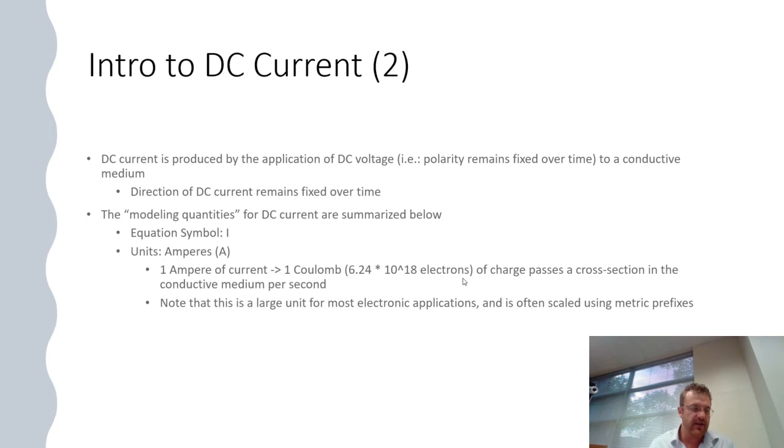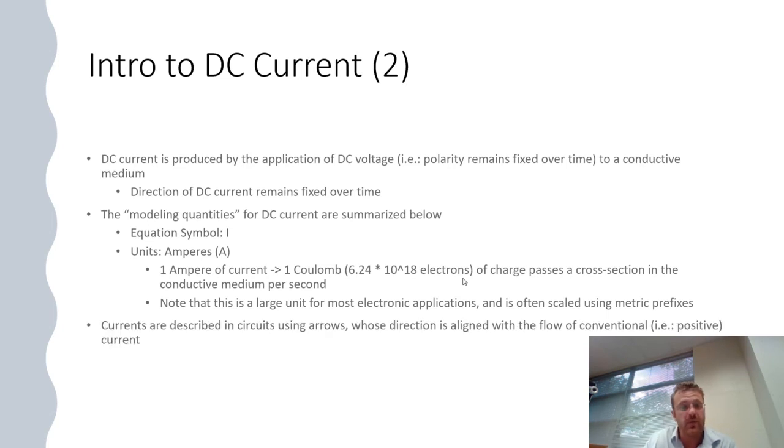However, if you're talking about electronics, what's going on inside your phone or your laptop, an ampere of current is way too big for most non-fault situations. You're going to be dealing with much smaller currents. So we're going to use metric prefixes to scale them down. We might use milli, which means 1 over 1,000, or micro, which means 1 over a million. Even though the SI unit of current is amperes, you often see it scaled with those metric prefixes.